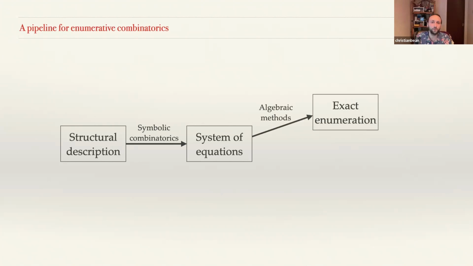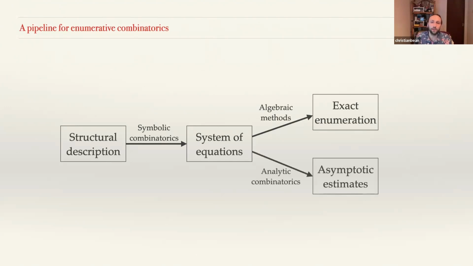Often it's a little bit harder than the quadratic formula, but maybe it'd be like a Grobner basis or something to solve to find the generating function and get the exact enumeration. Or we can apply some analytic combinatorics perhaps and get some asymptotic estimates. So this is kind of the general path of how an enumerative combinatorics tends to do their job.